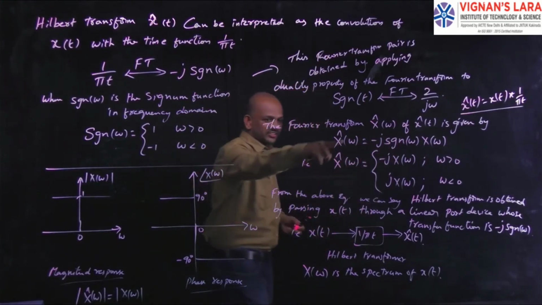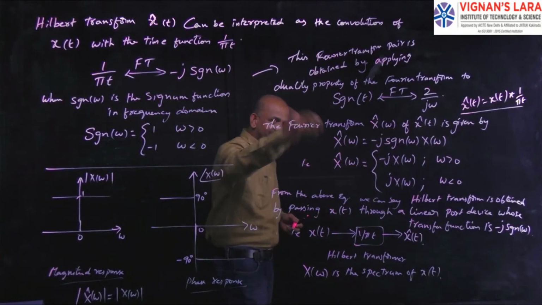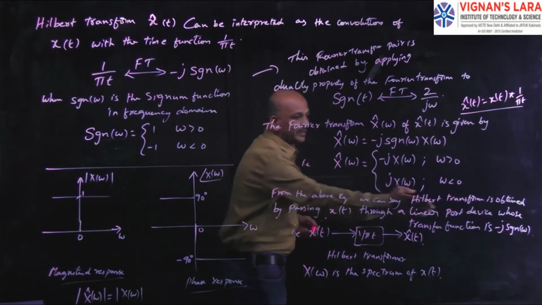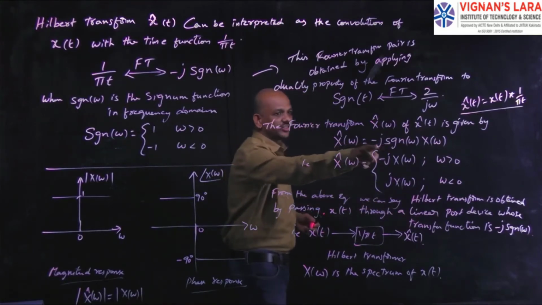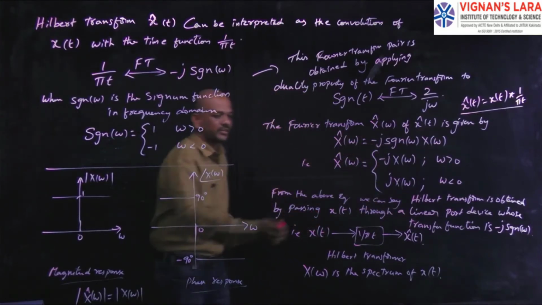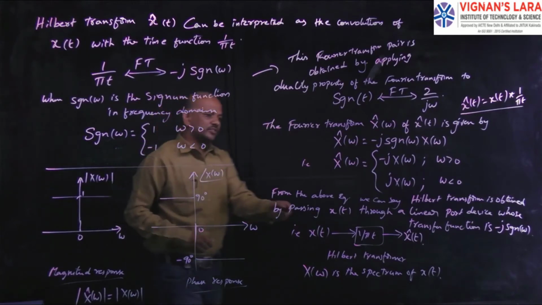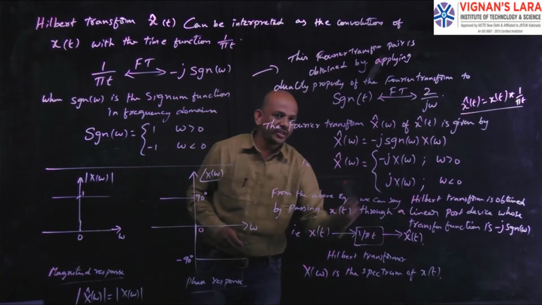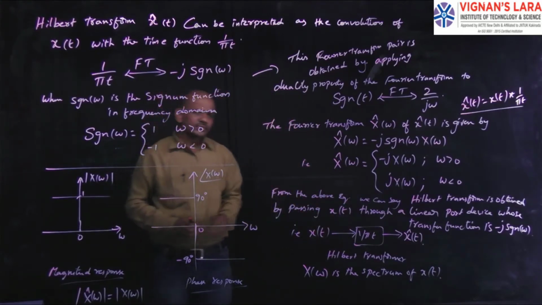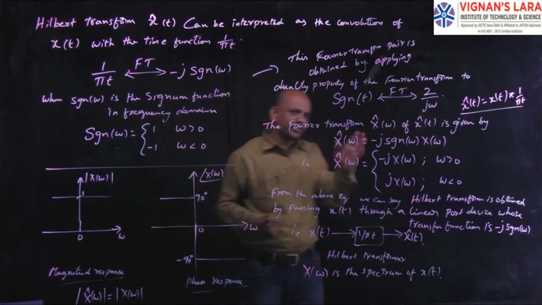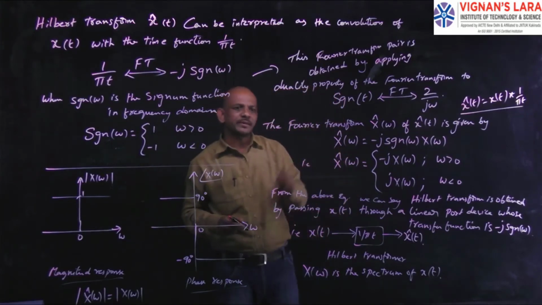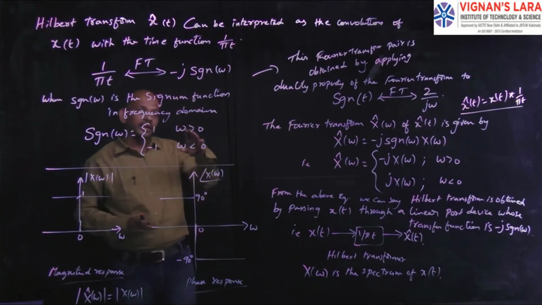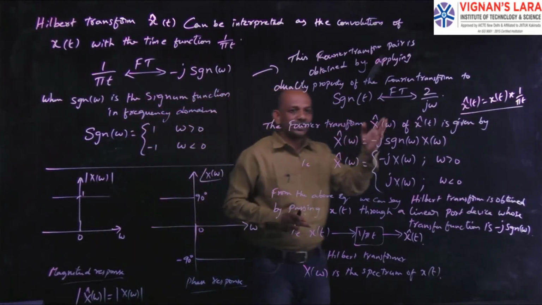So on seeing this equation, we can say that the Hilbert transform is obtained by passing x of t through a linear two-port device whose transfer function is this one. So I can represent that as x of t passed through a system, then it will give x cap of t. Clear? Now this x cap of t will produce a minus 90 degrees shift for positive frequency spectral components and plus 90 degrees shift for negative frequency spectral components.